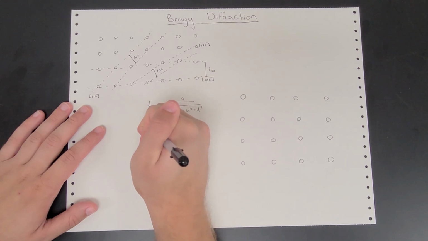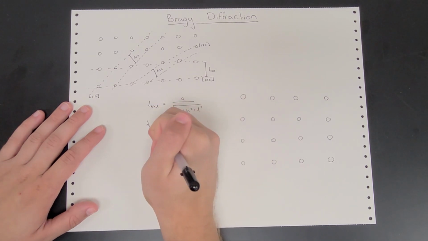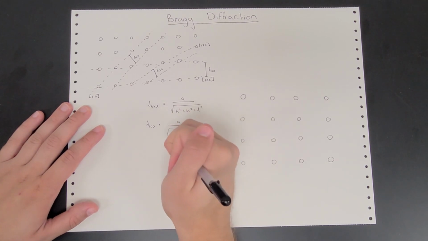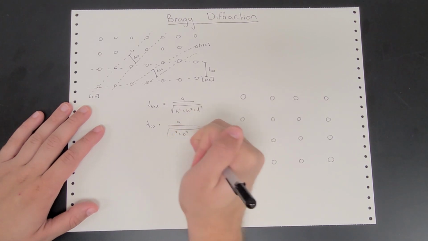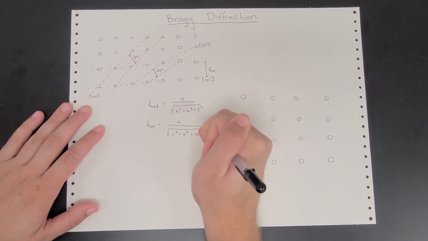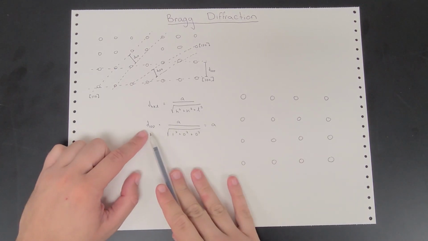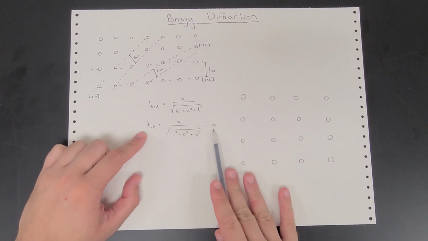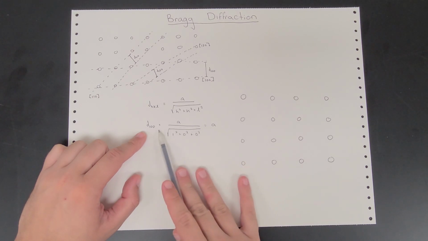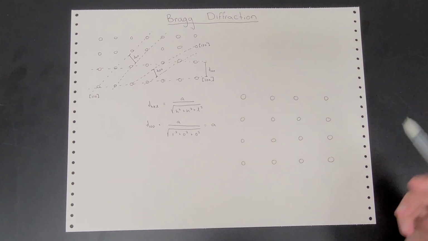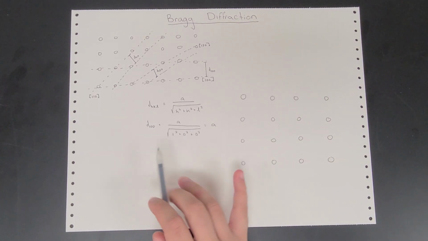All right, so we're looking at D100, which is going to be equal to A divided by the square root of 1 squared plus 0 squared plus 0 squared, which of course is just going to be equal to A. So for the case of a simple cubic lattice, our lattice constant A is going to be equal to the D100 interplanar spacing. This is only true, of course, for a simple cubic lattice.